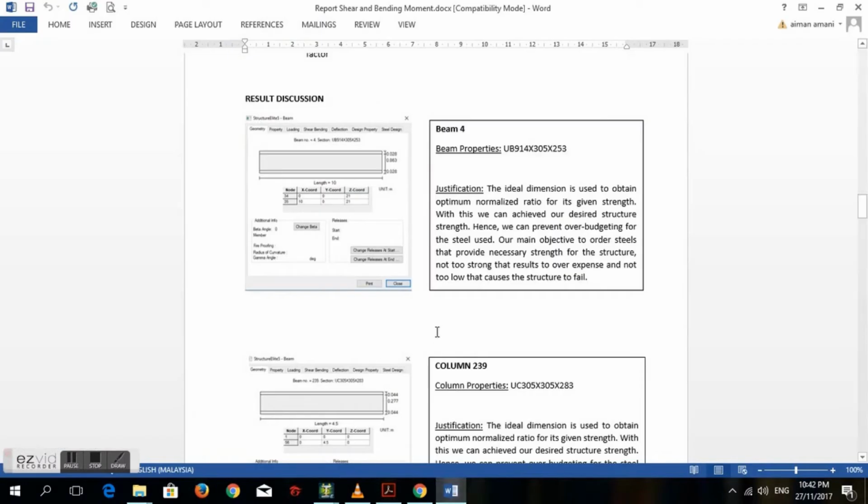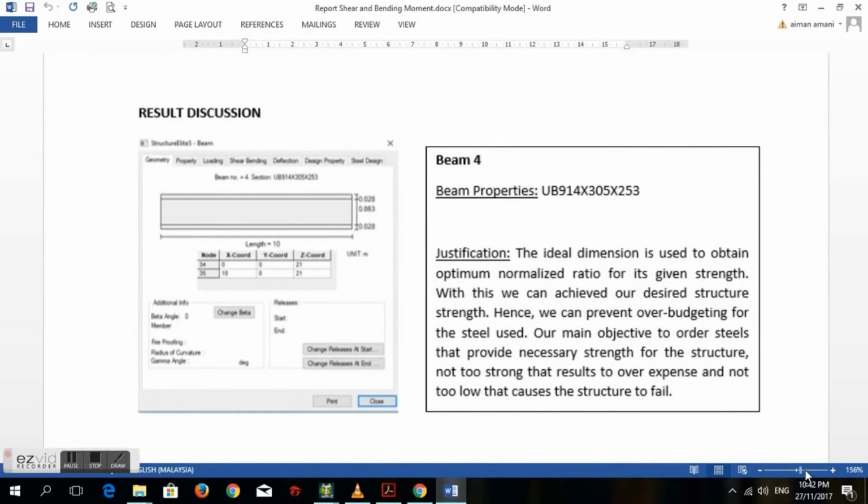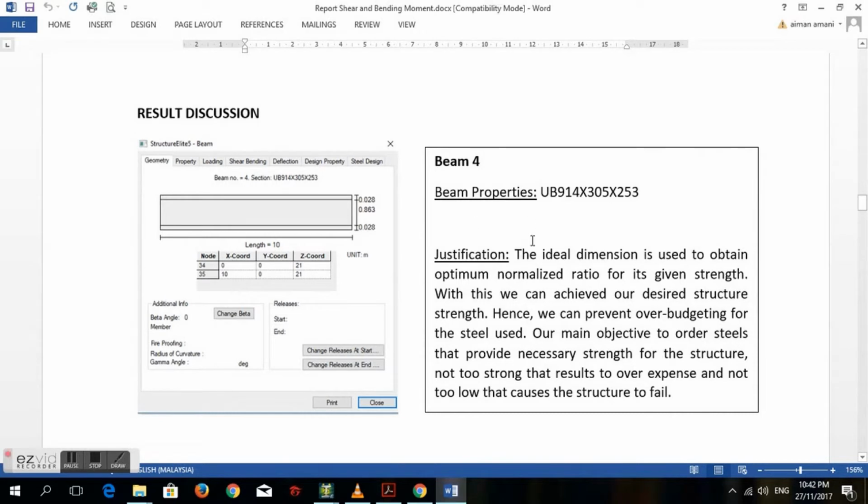Now I will explain why we choose that beam. This is because the ideal dimension is used to obtain the optimum normalized ratio for its given strength. With this, we can achieve our desired structure strength. Hence, we can prevent over budgeting for the steel used. So basically, we need to choose the right beam that provides the best strength, that doesn't exceed its failure ratio or go below its capability, so that we won't overspend or spend on something that's not strong enough. So that's the beam.